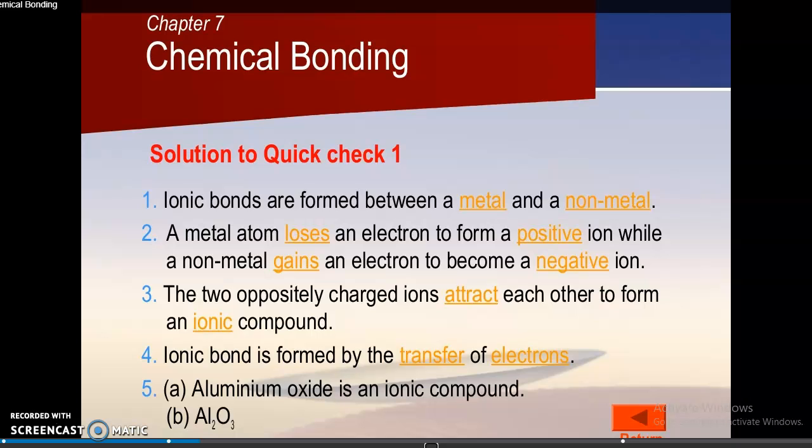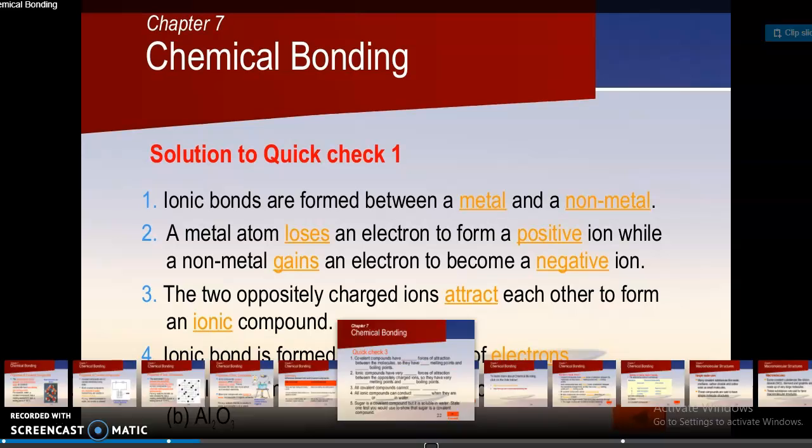Let's check the solution. Ionic bonds are between metal and non-metal. Metal will lose electrons and change into a positive ion, and non-metal will gain electrons and become a negative ion. These oppositely charged ions will attract each other and make an ionic compound. So an ionic bond is the formation of a bond because of the transfer of electrons. So aluminum oxide is ionic and its formula will be Al2O3.